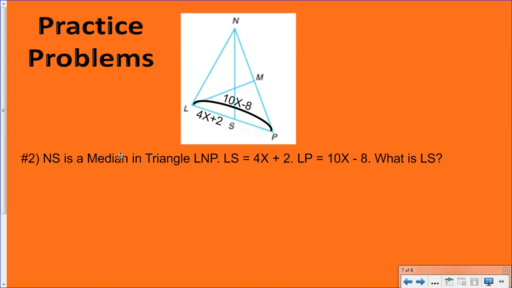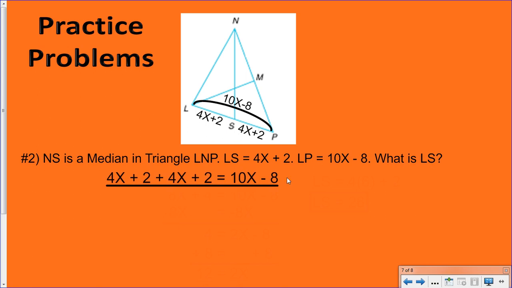But if we remember correctly, a median tells me that S is my midpoint. Everything to the left of the midpoint has to be equal to everything to the right of the midpoint. So SP has to be the same as LS. If LS is 4x plus 2, we can say SP is also 4x plus 2. So now we have enough information for our equation. Going back to the definition of a midpoint in our segment addition postulate, this piece plus this piece is going to give me the whole thing. So we're going to write 4x plus 2 plus 4x plus 2 equals 10x minus 8.